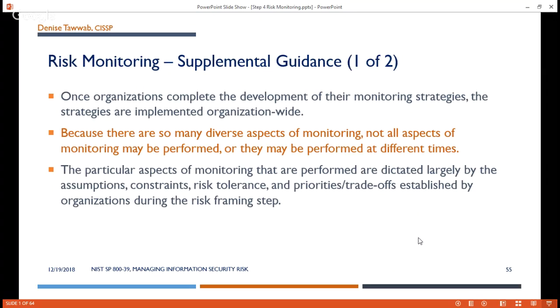Once organizations complete the development of their monitoring strategies, the strategies are implemented organization wide. Because there are so many diverse aspects of monitoring, not all aspects of monitoring may be performed, or they may be performed at different times. The particular aspects of monitoring that are performed are dictated largely by the assumptions, constraints, risk tolerances, and priorities and trade-offs established by our organizations during the risk framing step.